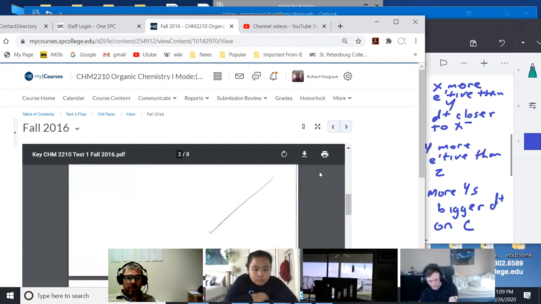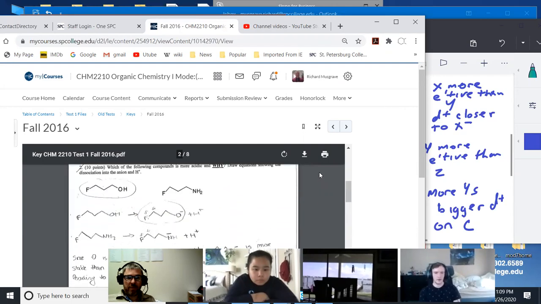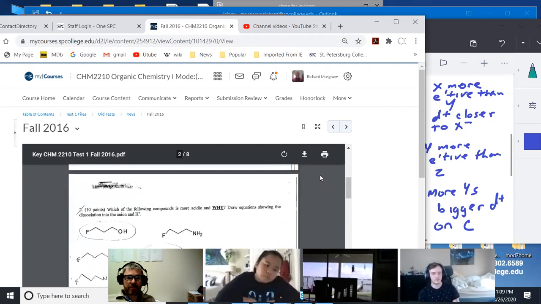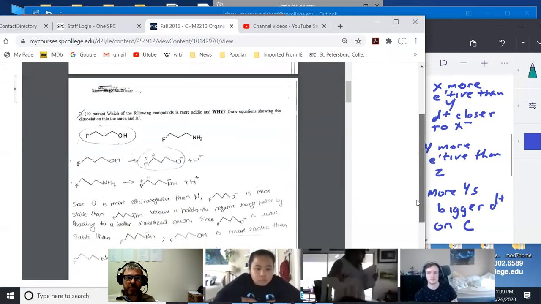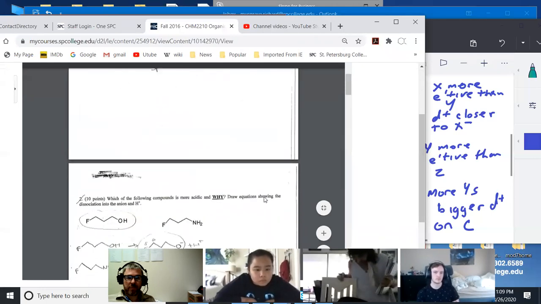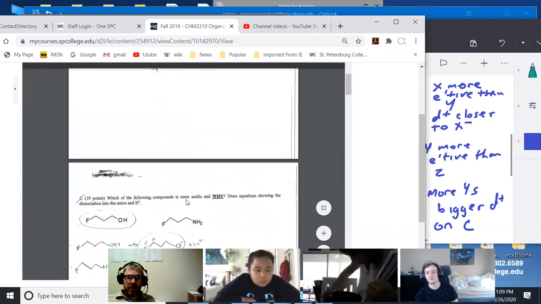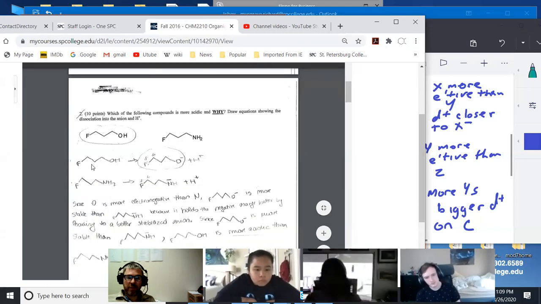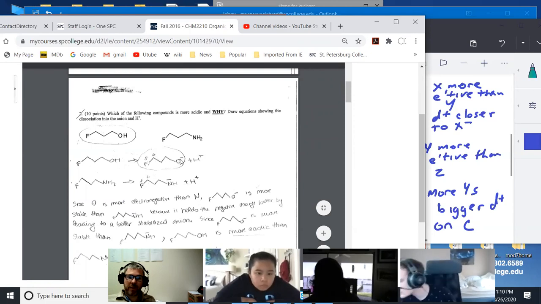Okay, so this is question number 2 on the test. Which of the following compounds is more acidic and why? Draw equations showing dissociation. So you show the dissociation. In this instance, you can see the student did the delta plus and delta minus. They didn't have to. Why? Because the negative charge is going to be on a separate atom.